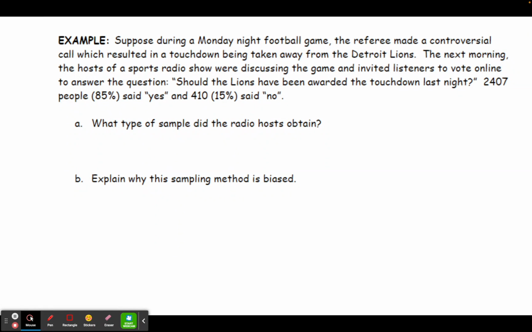In our example here, let's say that during a Monday Night Football game, the referee made a controversial call, which resulted in a touchdown being taken away from the Detroit Lions. The next morning, the host of the sports radio show was discussing the game and invited listeners to vote online and answer the question, should the Lions have been awarded the touchdown last night? 2,407 people, or 85%, said yes, and 410 people, or 15%, said no. So the type of sample that the radio host obtained here was a voluntary response sample because he invited listeners to vote online and they participated voluntarily.